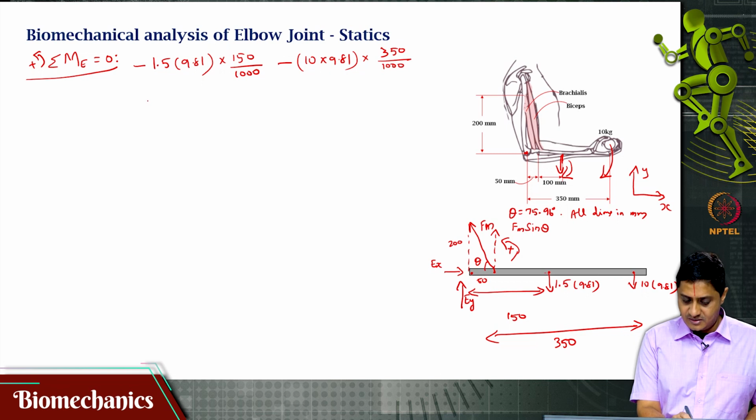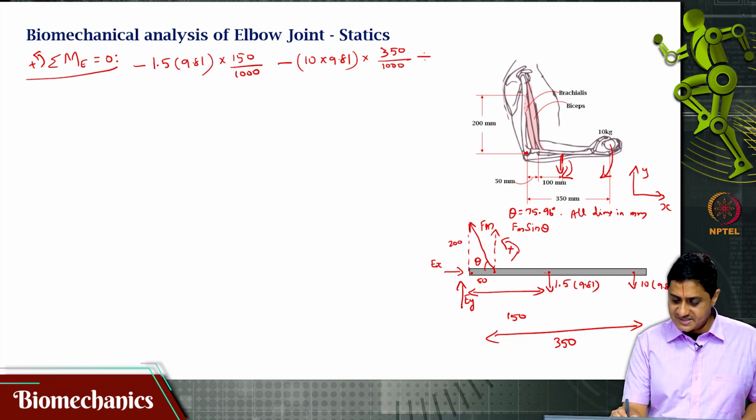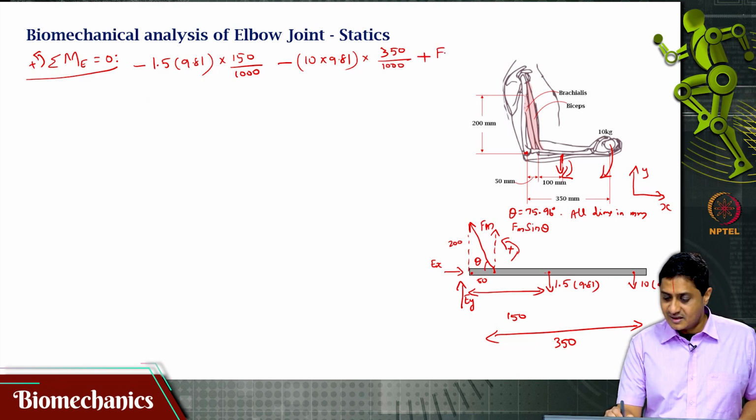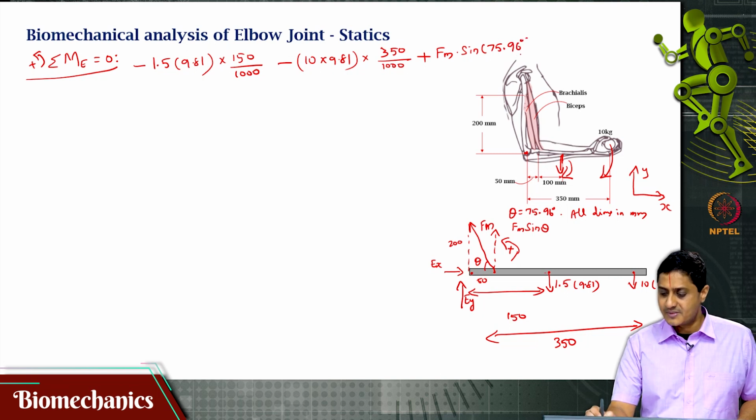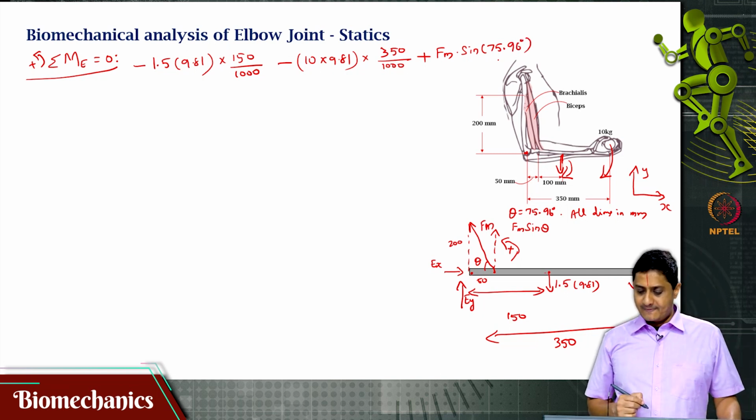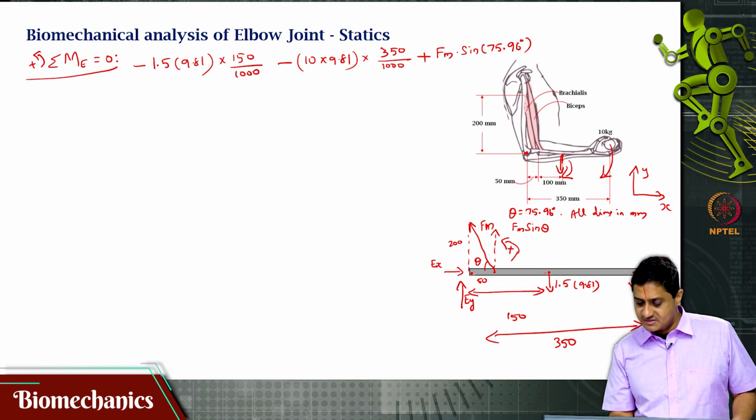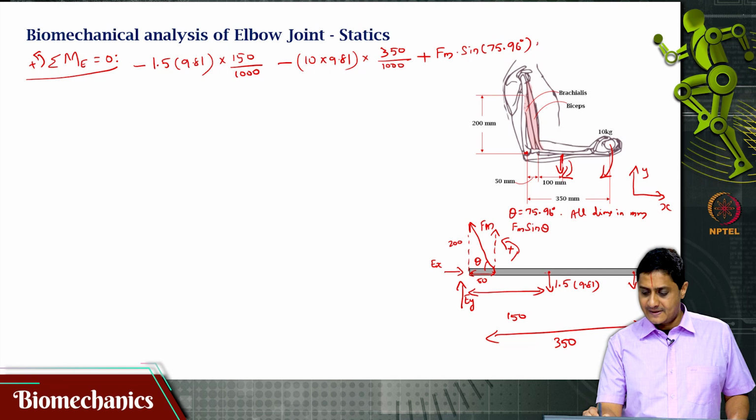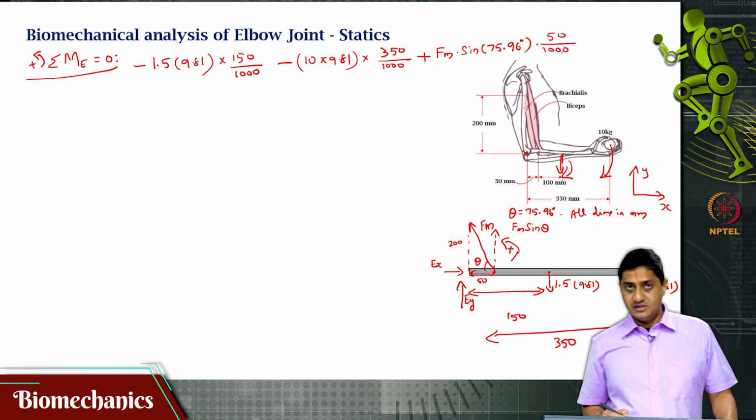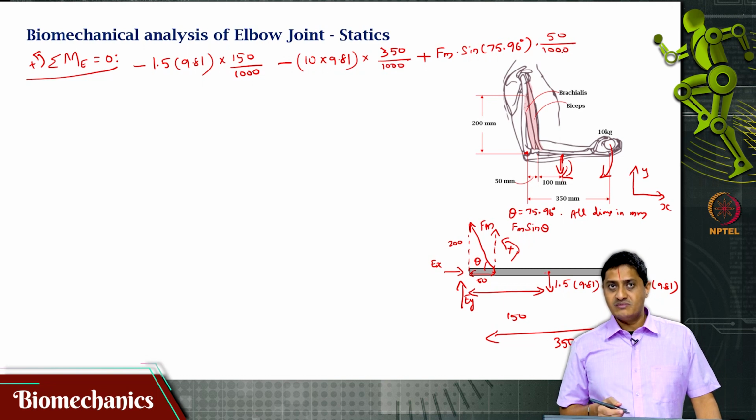So, plus, I do not know the value of Fm, so I am writing it as Fm sin of 75.96, times the perpendicular distance of this component, which is 50 mm only, times 50 divided by 1000. Remember, either you write it as 0.05 meters or you write it as 50 by 1000 like I am now writing.